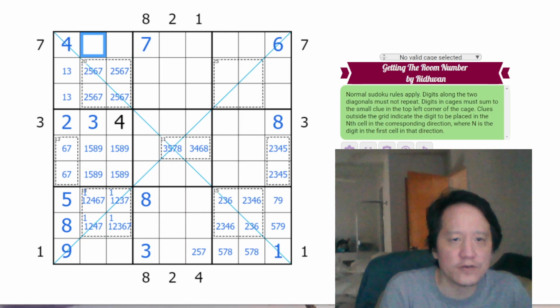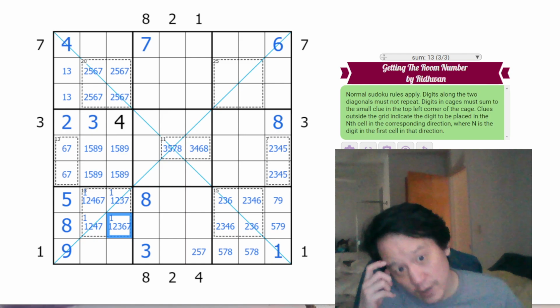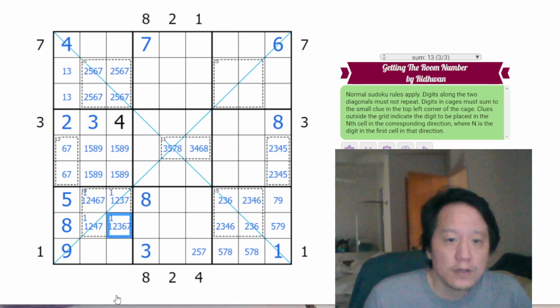So this is 7, 4 and 6. We have 3 and 8. We have 1 and 8. So we don't know where 2 is. So this cannot be 5. It has to have a 3. So this has to have a 3 and a 1. So it could be 1, 2, 3, 7.